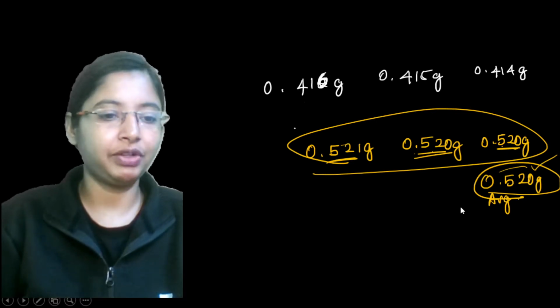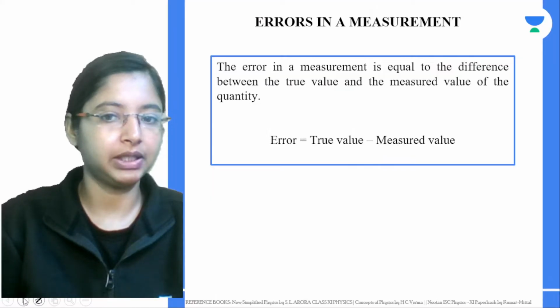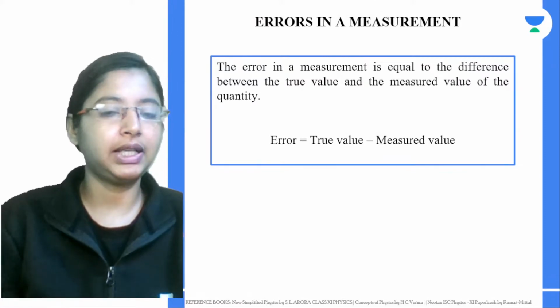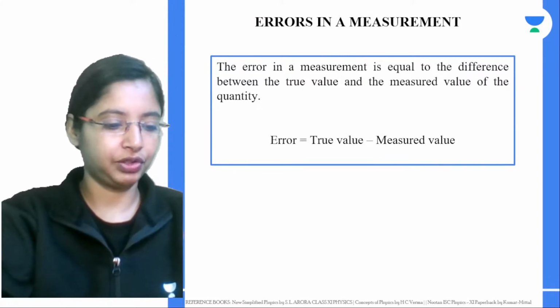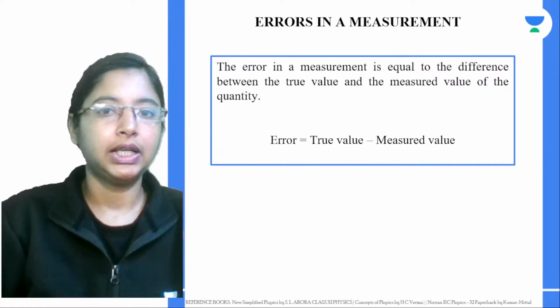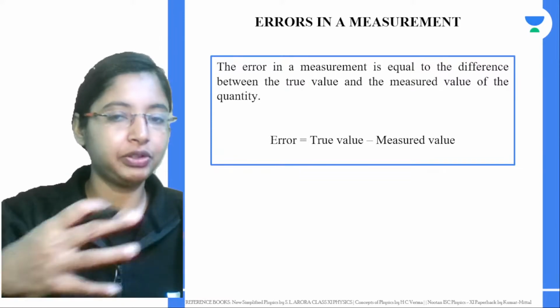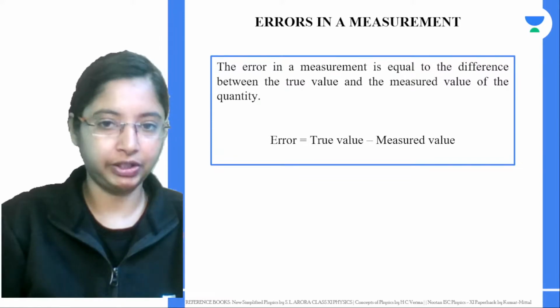Okay, because whatever measurement you're getting is correct, equal to the true measurement. So whenever you do an experiment, you take the average of the values, and that will give you the true value. All right. Next, let's see about the different errors that you will get when you're doing measurement.